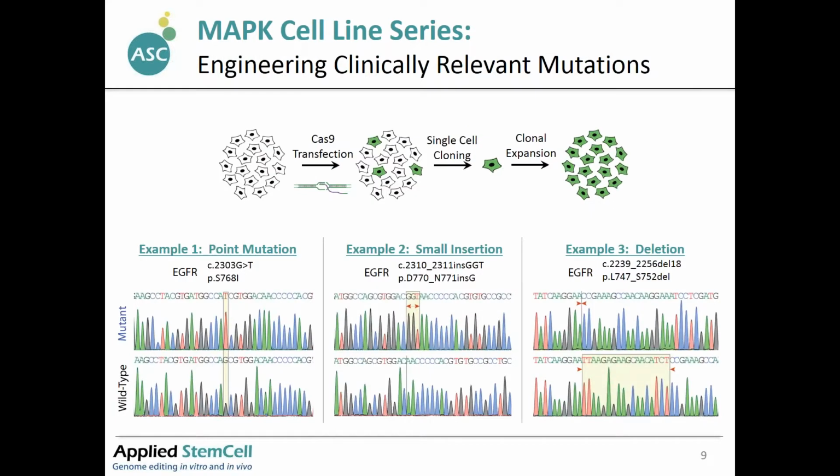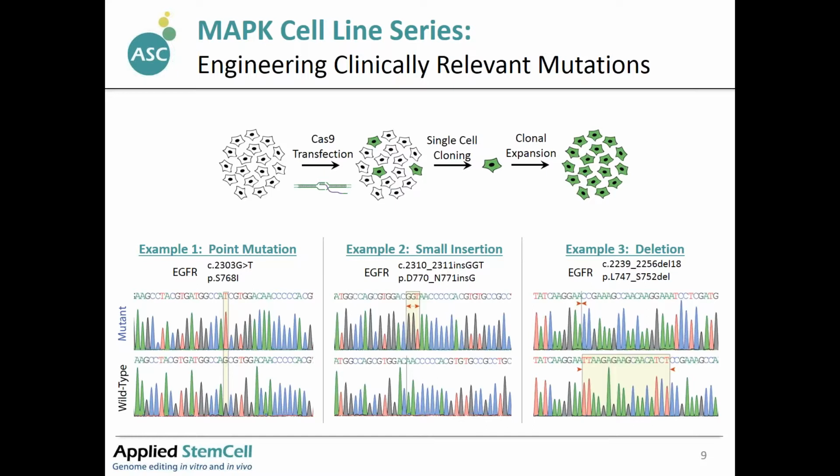Just to show you a few examples of the different types of mutations that we've engineered using this technology. In the first panel on the left, I'm showing you a point mutation in which we've engineered a G to T mutation within exon 20 of EGFR. In the middle panel, I'm showing you a precise insertion in which we've inserted an in-frame GGT mutation within exon 20 of EGFR. And in the third panel, I'm showing you a case in which we've engineered a precise, in-frame deletion of 18 nucleotides within EGFR. This gives you an example of the broad diversity and also the versatility of using the Cas9 platform for cell line engineering.